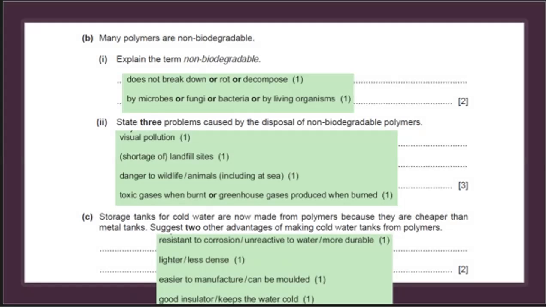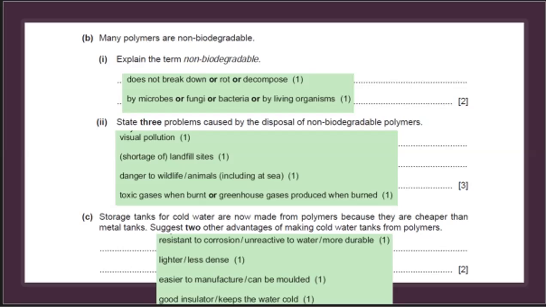Next question. Many polymers are non-biodegradable. Explain the term non-biodegradable. All right, now the word non-biodegradable simply tells us that it does not break down by microbes, fungi, or bacteria. It cannot be broken down by living organisms. So bacteria and fungi cannot break it down. So they will remain in the environment.